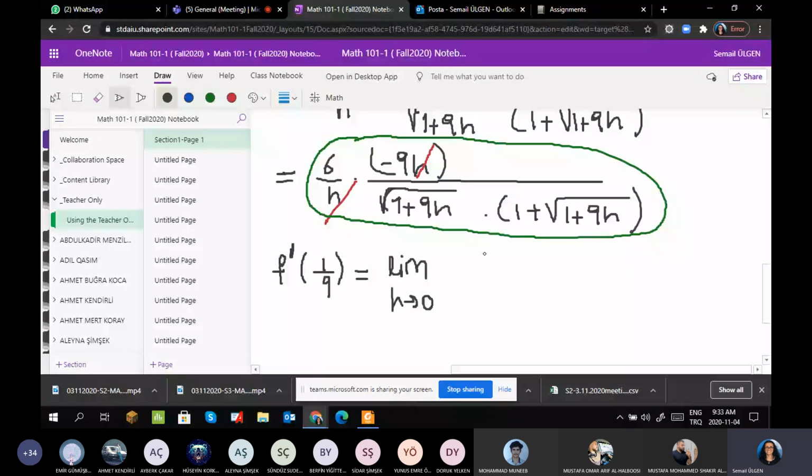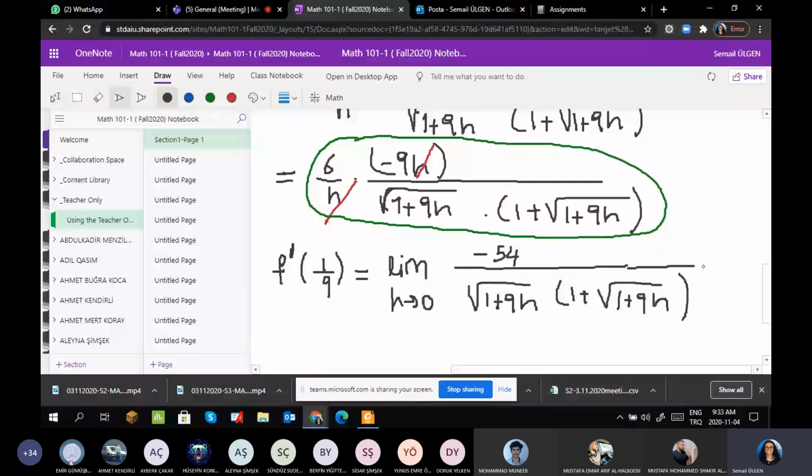So let's copy this down. Negative 54 on top over square root of 1 plus 9h and 1 plus square root of 1 plus 9h. Okay, let's use our red color again. If you plug in h goes to 0 here, you're going to get 1 from here. If you directly plug in h equals 0 here, you get 2 from here. Okay, 1 plus 1 is 2.